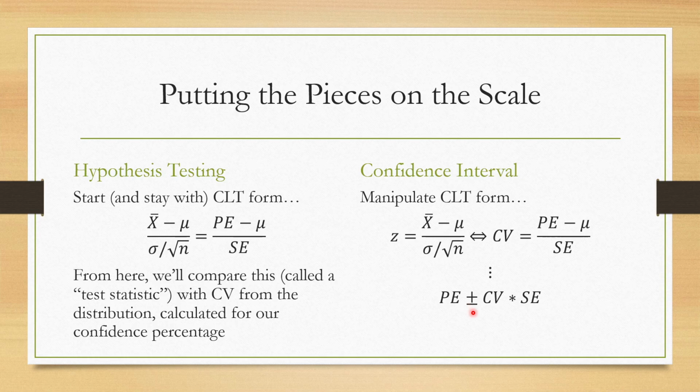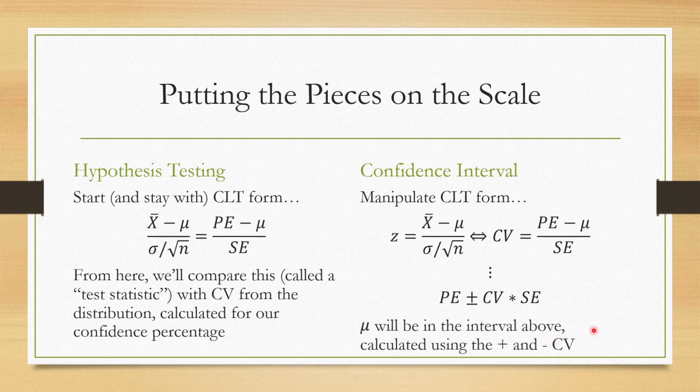Ultimately, this puts the critical values or the cut points for our confidence percentage on the scale of the data that we're working with. So we would start with negative 1.65 or whatever we had, and positive 1.65. And then we would put that on the scale of age in years.